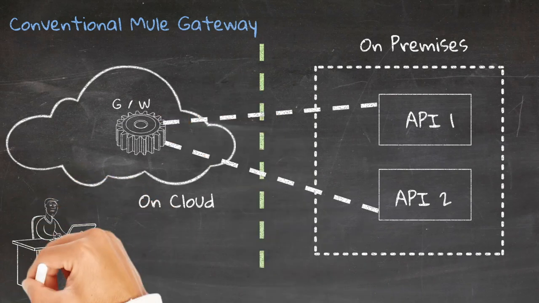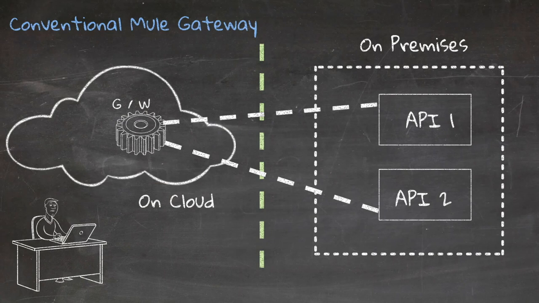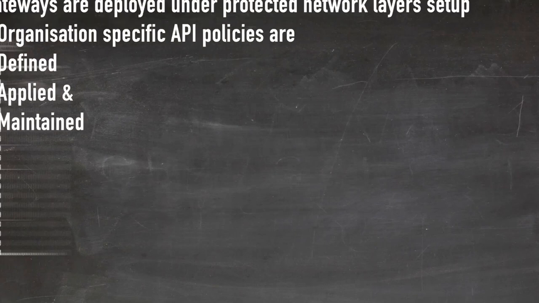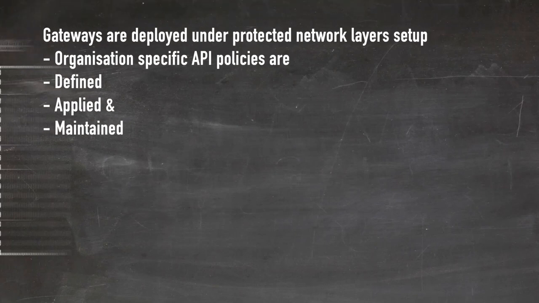We also see here a user who is accessing the API 1 and API 2 through a cloud gateway. A connection is established between the gateway and a proxy endpoint and a user. Usually, these gateways are deployed under protected layers. Essentially, here is where various organizations' API policies are defined and applied and maintained as well.